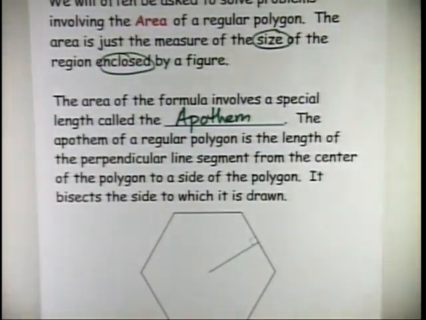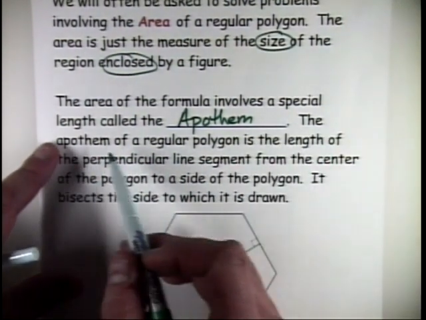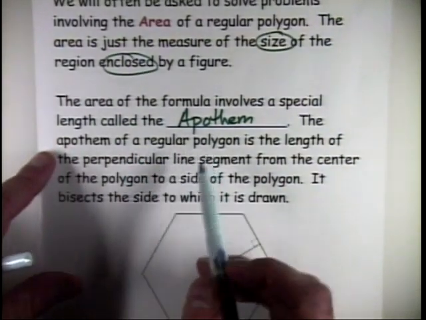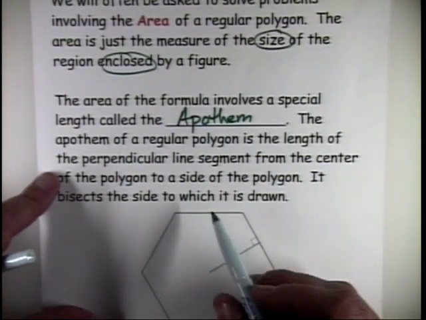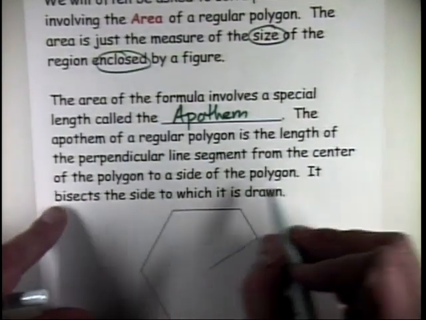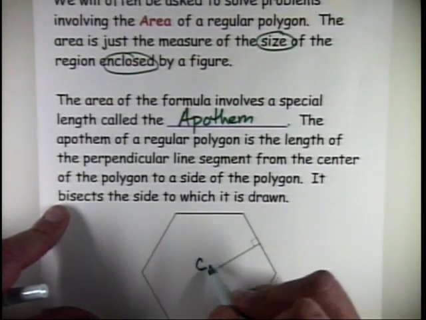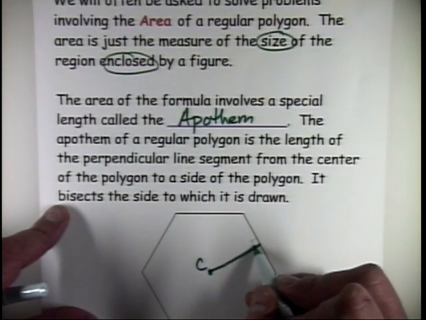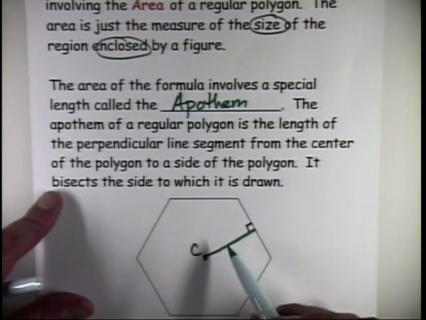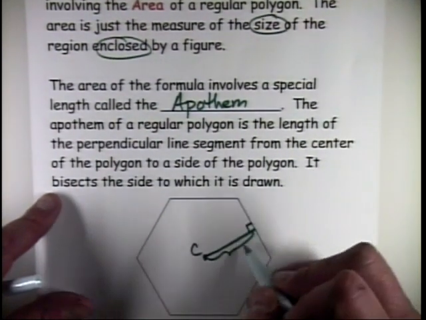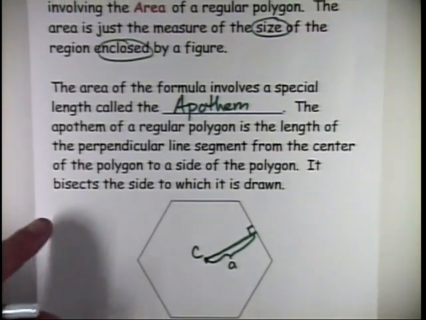Not to get confused with that cute, cuddly, furry little rodent with the beady eyes. Okay? Now the apothem of a regular polygon is the length of the perpendicular line segment drawn from the center of the polygon. So here's the center. This is the line that's drawn perpendicular to a side length. This right here is the apothem. I'm going to call it A for apothem.